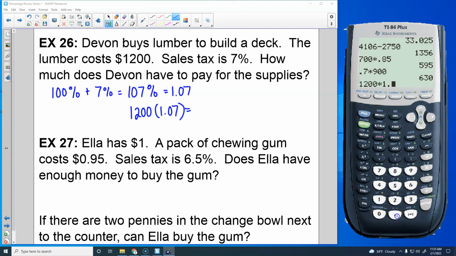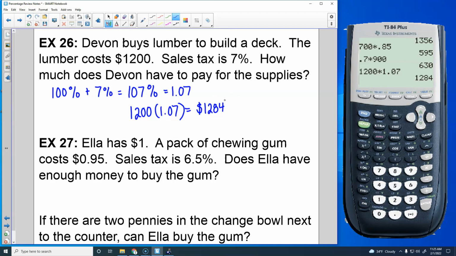You're right, it's 1,200. And so we got 1,284. That sales tax starts to make a much bigger difference when you're talking about more expensive stuff, right?